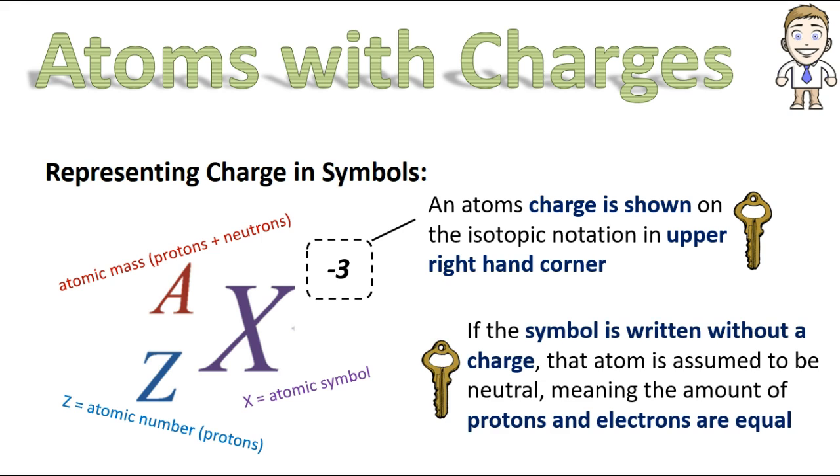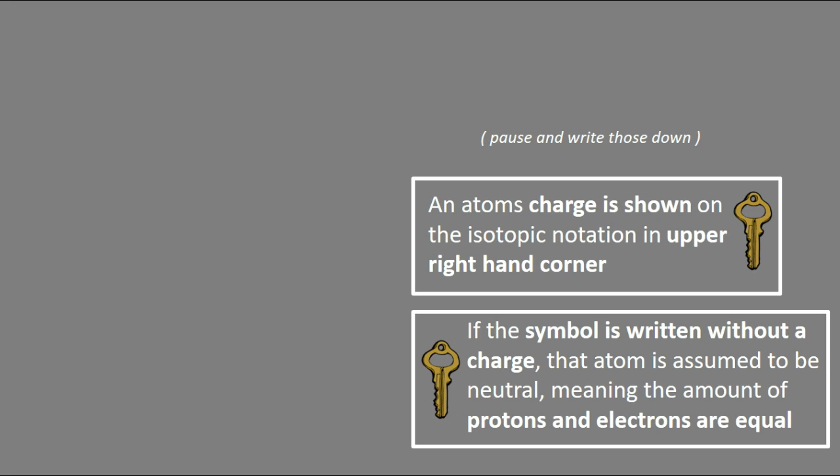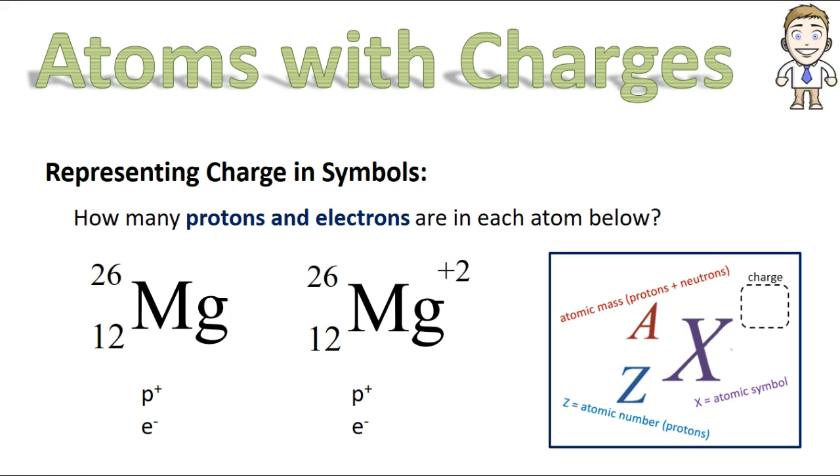We should also point out that if the symbol is written without a charge, which is how all the symbols we've done up to this point have been, then we actually assume that the atom is neutral. And if it's neutral, that means it has no charge. That's why you didn't put one, which means the protons and electrons are equal. Let's practice applying this with 2 different isotopic notations and see if we can use that to figure out the proton versus electron count inside these atoms.